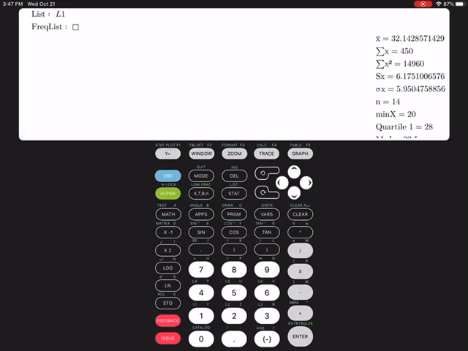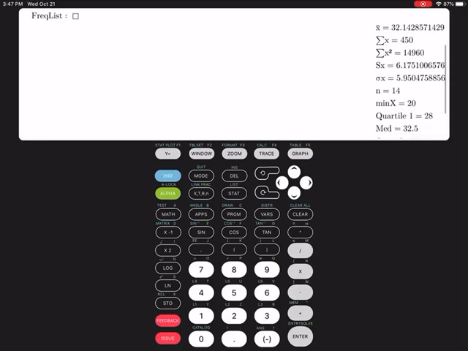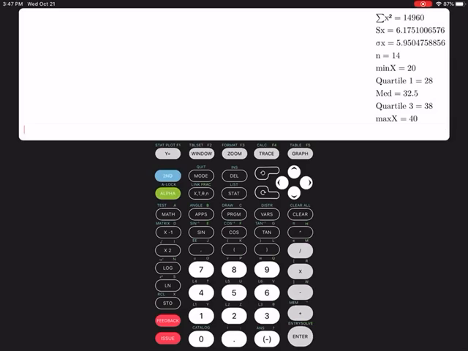That top number, the x with the bar, is our mean. I don't need the mean here. But as I scroll down, I can double check myself and the number of entries was 14. Look at this. There's my minimum number. There's my Q1, my median, my third quartile, and my maximum. So the calculator is literally spitting out all the information that you need.